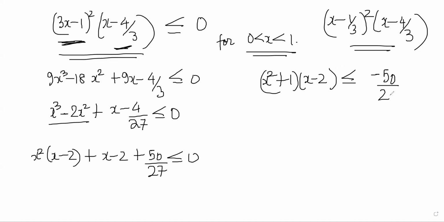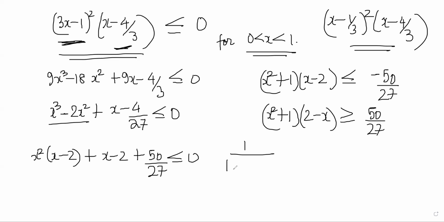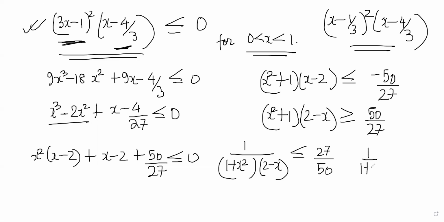minus 50 by 27. So you have x squared plus 1 into 2 minus x, multiplying by minus 1, is greater than equal to 50 by 27. And from here we get 1 by 1 plus x squared into 2 minus x is less than equal to 27 by 50. So what we are getting eventually from this function is that 1 by 1 plus x squared is less than equal to 27 by 50 into 2 minus x, right?